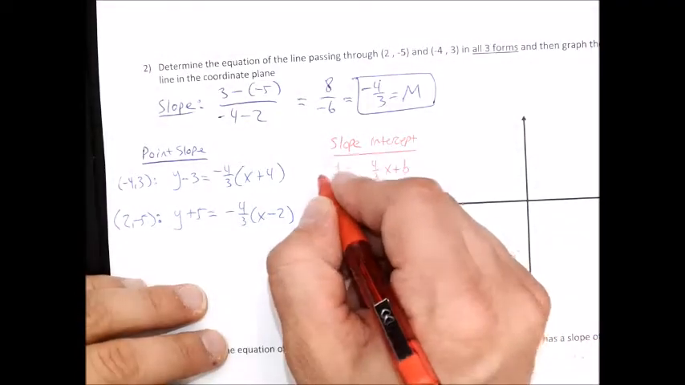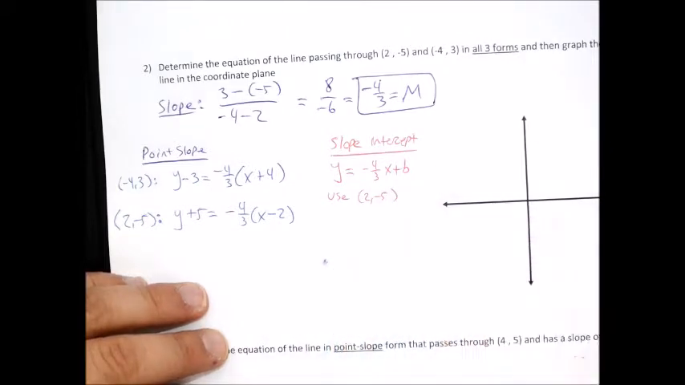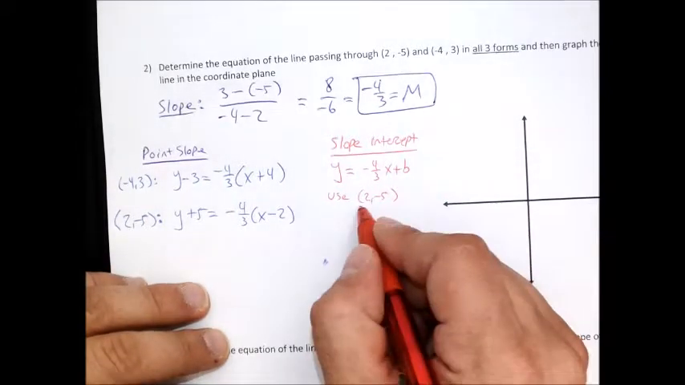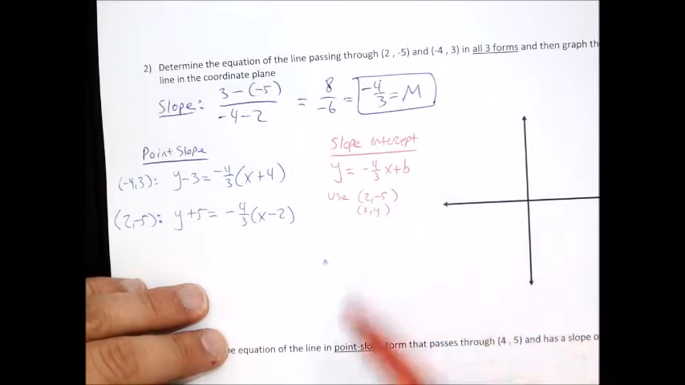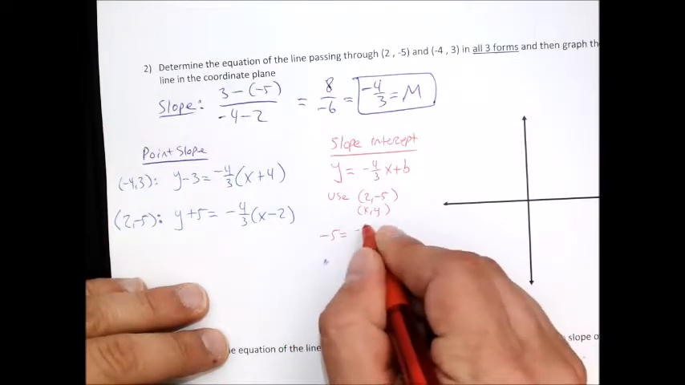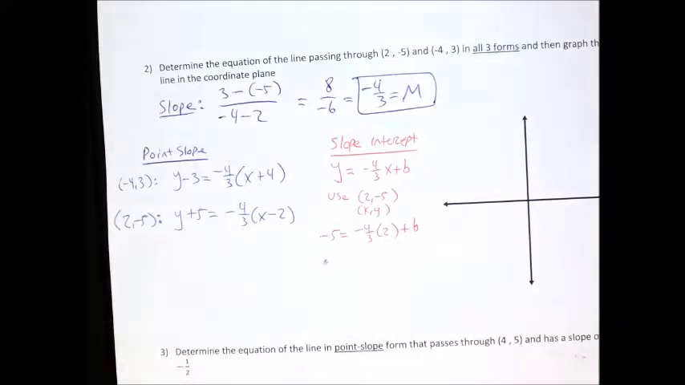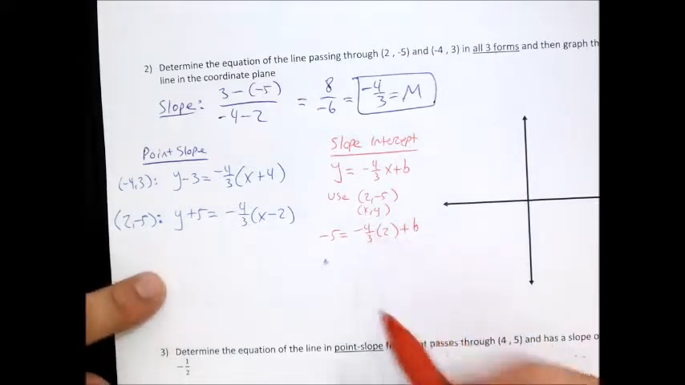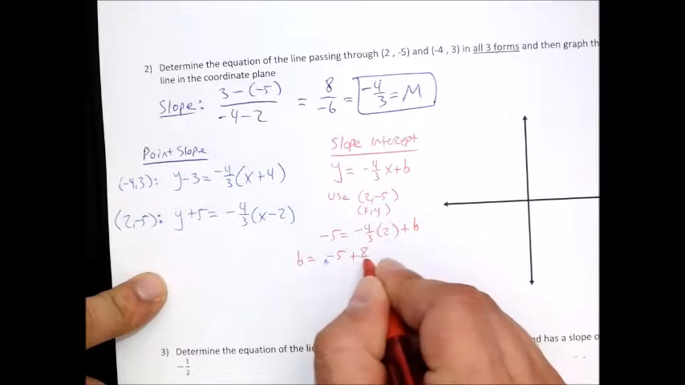And so I can use either point. I'm going to use 2, negative 5, but you can use the other one if you want. You plug that in, because that's an x comma y, right? So you use that x comma y, plug it in there, and find b. So that's going to be minus 5 equals minus 4/3 times 2 plus b. So I just plug that point into the equation. And then that's going to be 8/3. So we'll get b equals minus 5 plus 8/3.